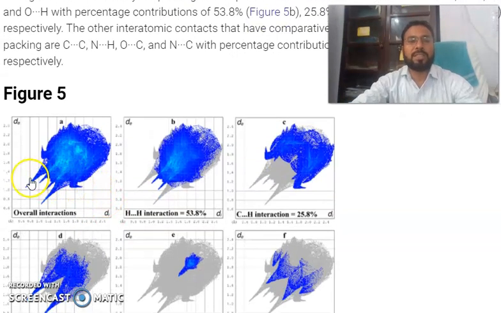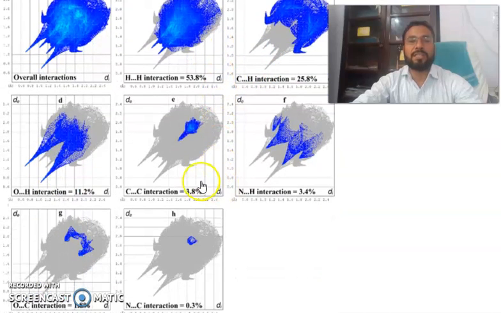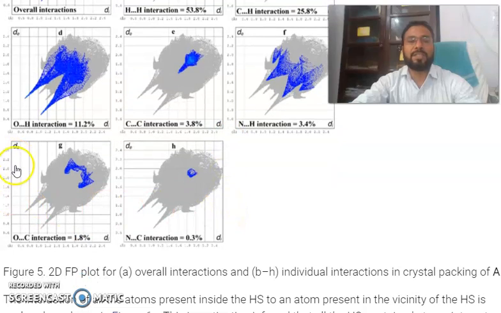Now, you know, this is the spike, and this spike gives some information. This is the H...H interaction. You can see the differences. This is the C...H interaction. So you can see this is the O...H interaction. This spike is different. And C...C interaction, you can see. N...H interaction, you can see. O...H interaction, O...C interaction, and N...C interaction like this. And this graph is de versus di.